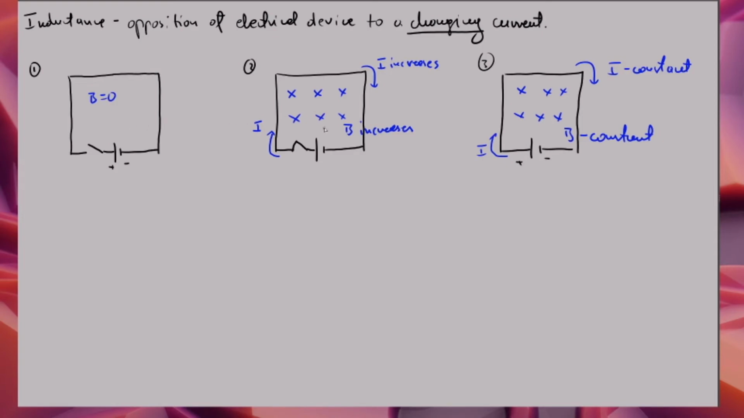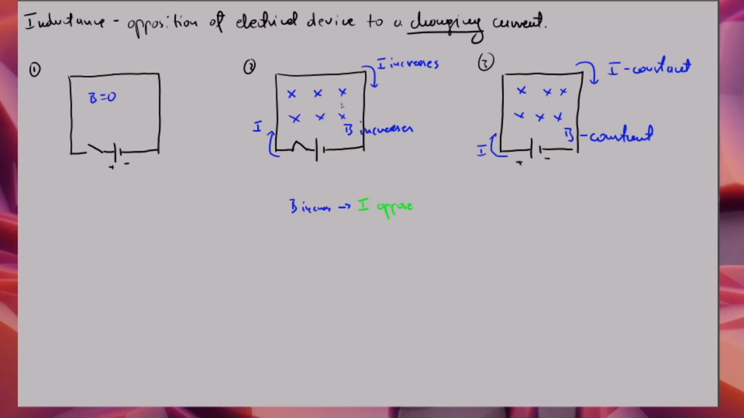Now, when it comes to this one, we have an increasing current. We just closed the switch. We have an increasing current and an increasing magnetic field. But remember Lenz's law. If there is an increasing magnetic field, so I'm going to put here, B is increasing through the loop, by Lenz's law that implies that the loop itself is going to set up its own current I, which will oppose that blue B.